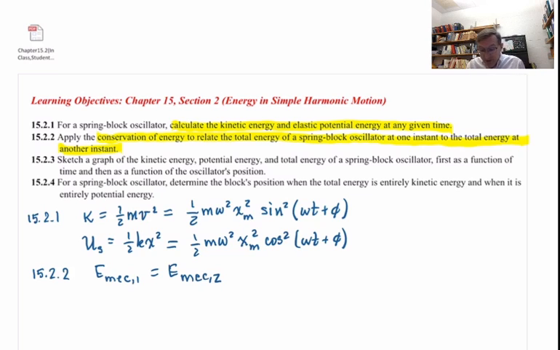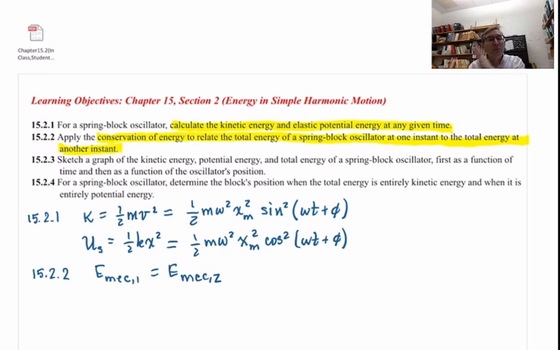And lastly, for a spring block oscillator, determine the block's position when the total energy, i.e. mechanical energy, is entirely kinetic, and when it's entirely potential. Now that's a good one, but that's just physical concept understanding. You got the block oscillating back and forth about the equilibrium point in the middle, plus x max on one side of equilibrium, negative x max on the other, oscillating back and forth forever.